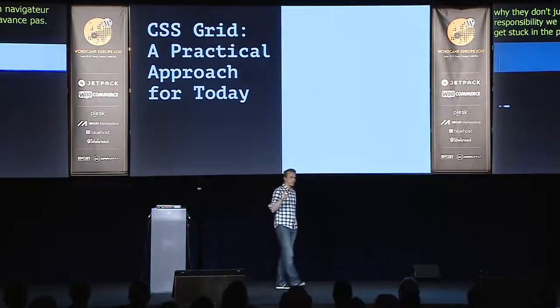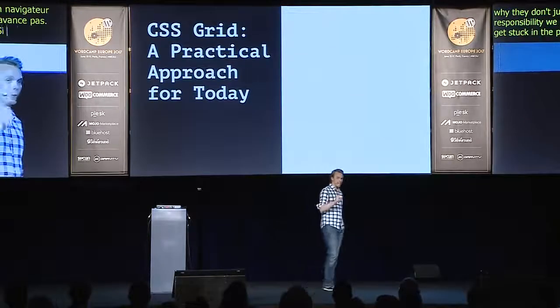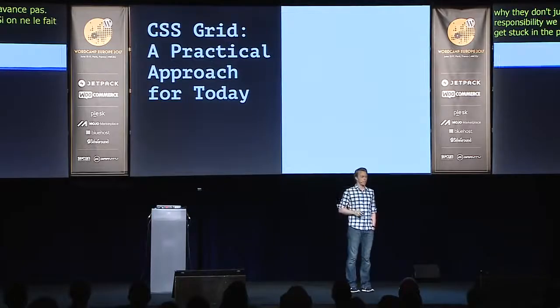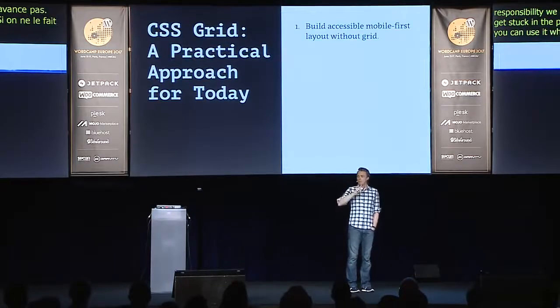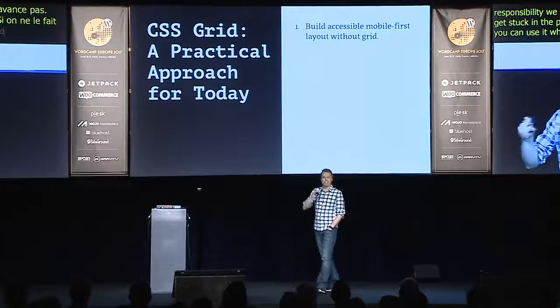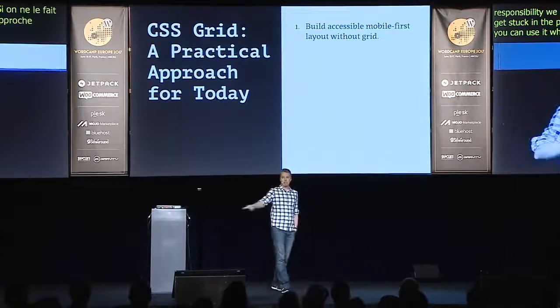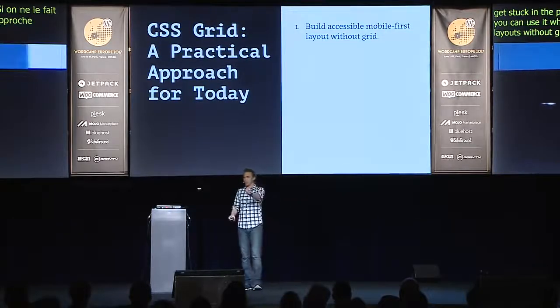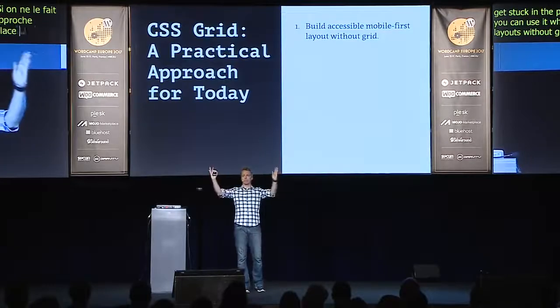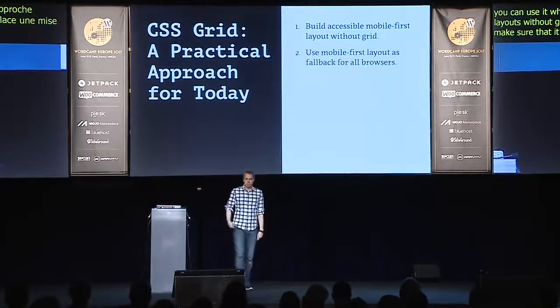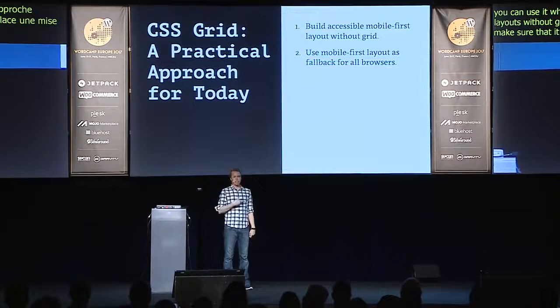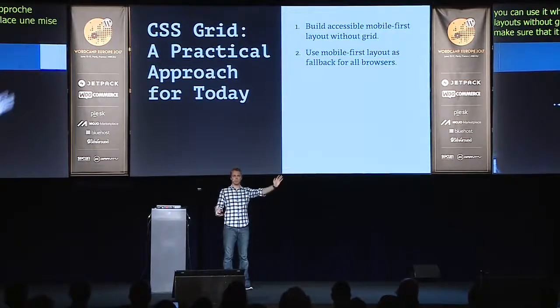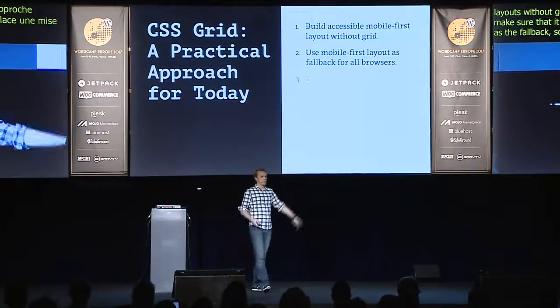So, a practical approach to CSS Grid right now, so you can use it when you walk out of this room. First, build accessible mobile-first layouts without grid. That is your baseline. So make it work on your mobile phone. Make sure that it still works when it's on a wide screen. Then use that mobile-first layout as the fallback. So if everything goes to hell, mobile-first works.